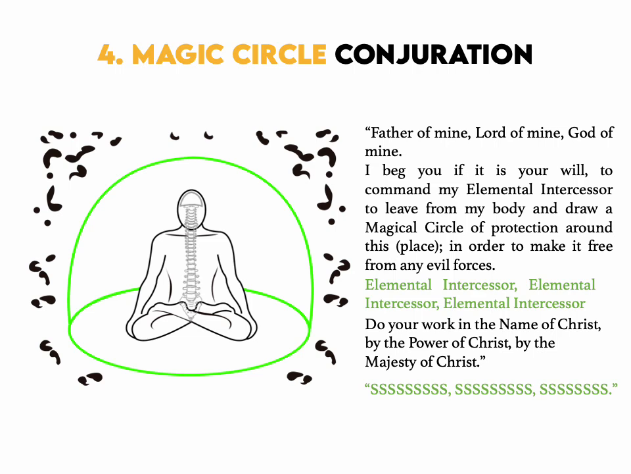Elemental intercessor, do your work in the name of Christ, by the power of Christ, by the majesty of Christ. Now we imagine how the elemental intercessor draws a green fiery circle around the place we are, in a clockwise direction, while we mentally sing the mantra, S, 3 times.